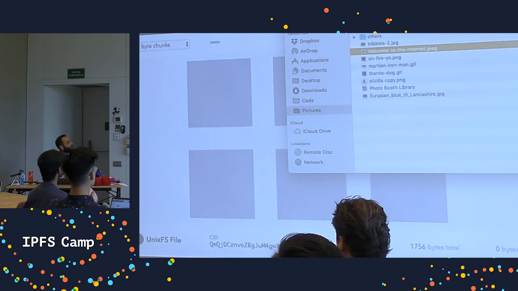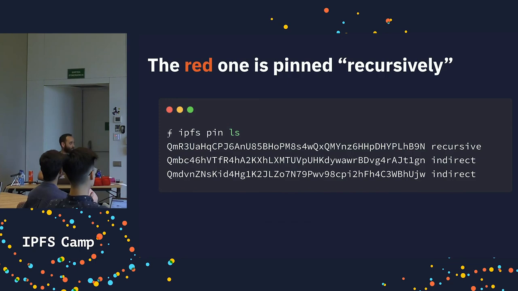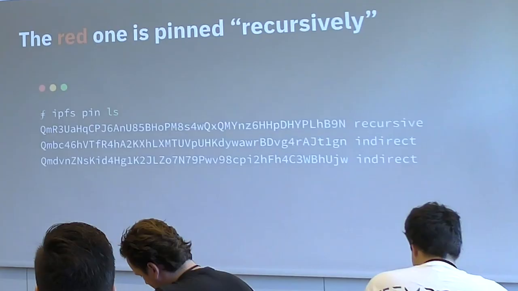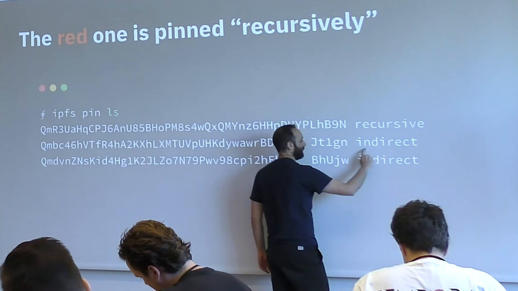Anywho, quick visualization of pinning and unpinning. So let's talk about it. The red one that we saw in the previous web demo is pinned recursively. If you run IPFS pin ls, it's going to list out all the CIDs in your repo that are pinned, along with the pin type. So this one is pinned recursive, and these ones are pinned indirect. You can probably have a guess at what that means now.